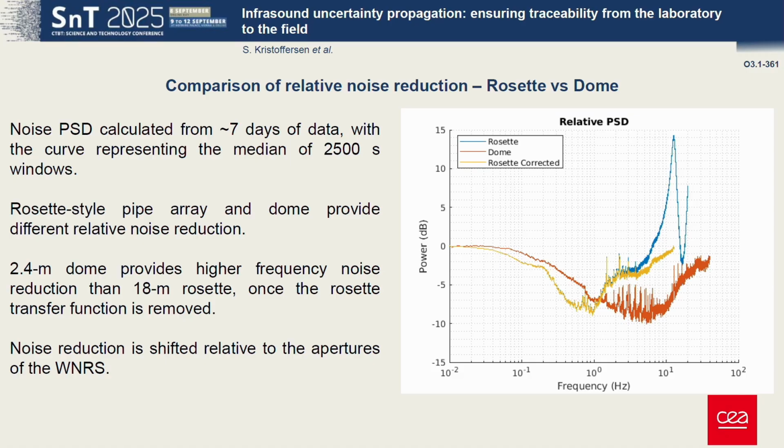And so we can see that it reduces and then comes back up, approaching 0 decibels at higher frequency. The orange is an example with that 2.4 meter dome that I showed in that picture. We can see that the frequency range in which they're effective is different, and it depends largely on the size of the rosette or the dome.